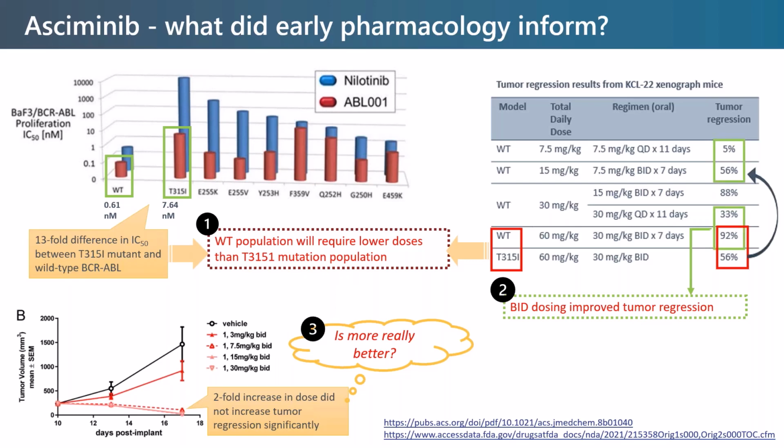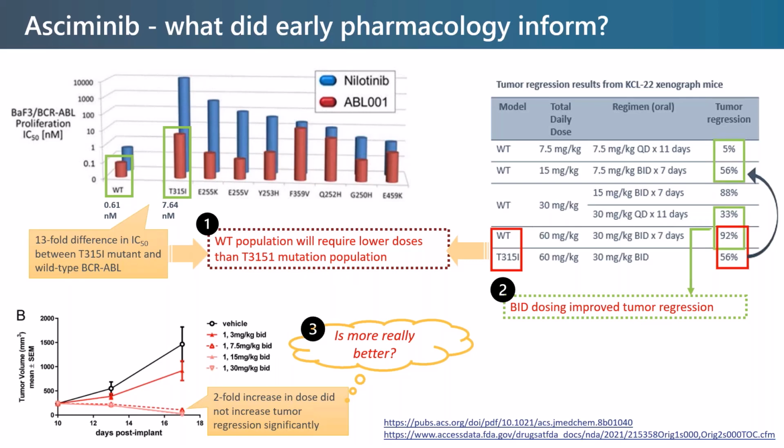The second learning from the in vivo model is that the BID regimen improves the tumor regression compared to QD regimen. If you look at the results, the tumor regression when the tumor model was treated with 30 mg/kg QD for 11 days was 33%, whereas the same model treated at 30 mg/kg BID for 7 days had a tumor regression of 92%. So a major difference in tumor regression.